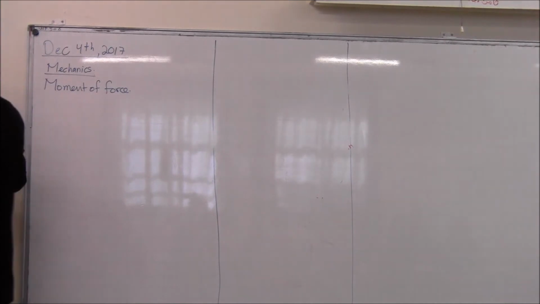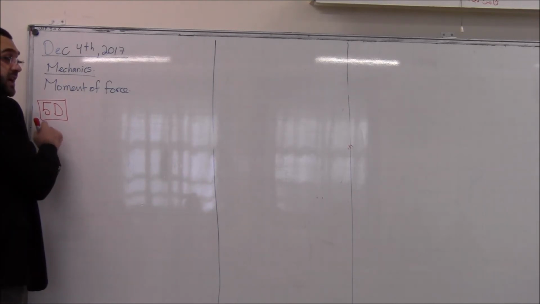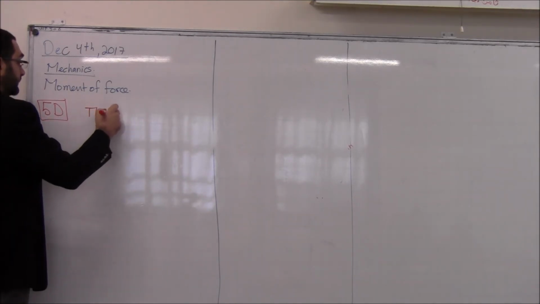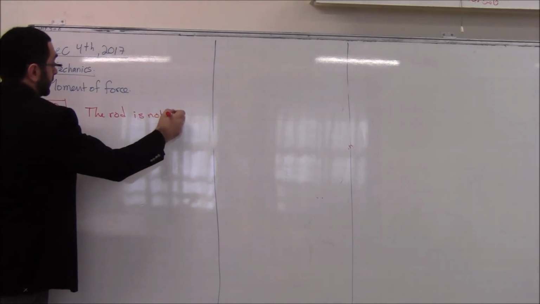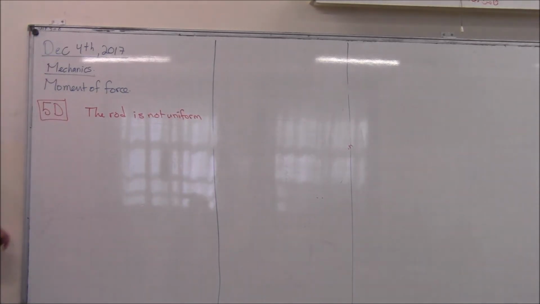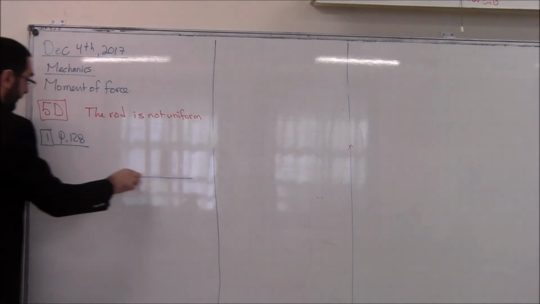Same thing, guys. 5D. In this exercise, the rod is not uniform. So either the center of mass is given, or we are asked to find the center of mass. Let's start with exercise 1. 5D exercise 1, which is page 128. What do we have?